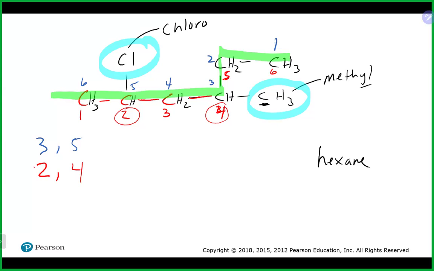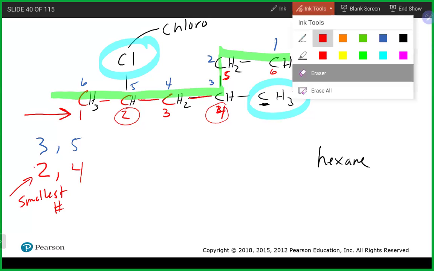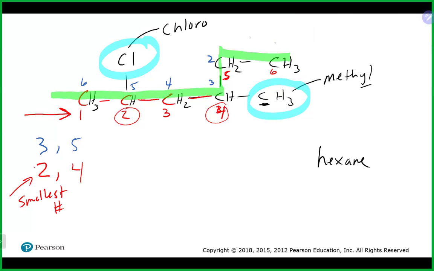So here, this is going to be the smallest number, which means the correct way I want to number this chain is going to be in the red direction. That means at this point, I don't need any of the blue numbers. You can leave them, scratch them out, erase them, whatever you want to do. But we're not going in that direction, because going in the red direction is going to give us the smaller numbers. Any questions on that?